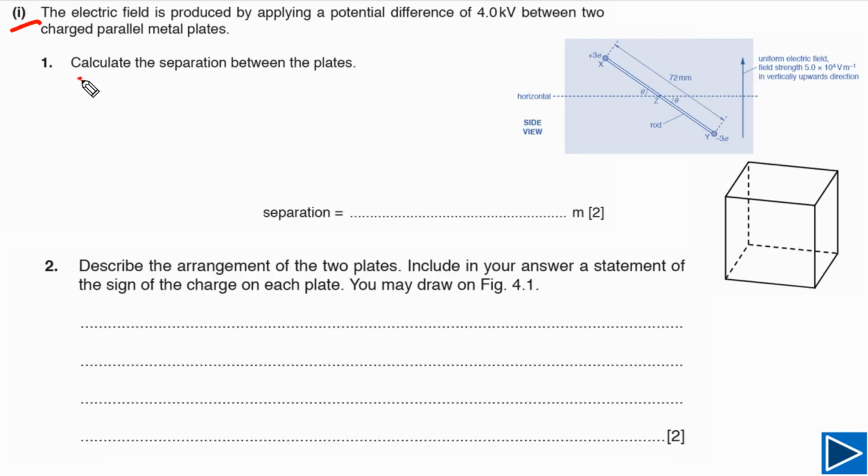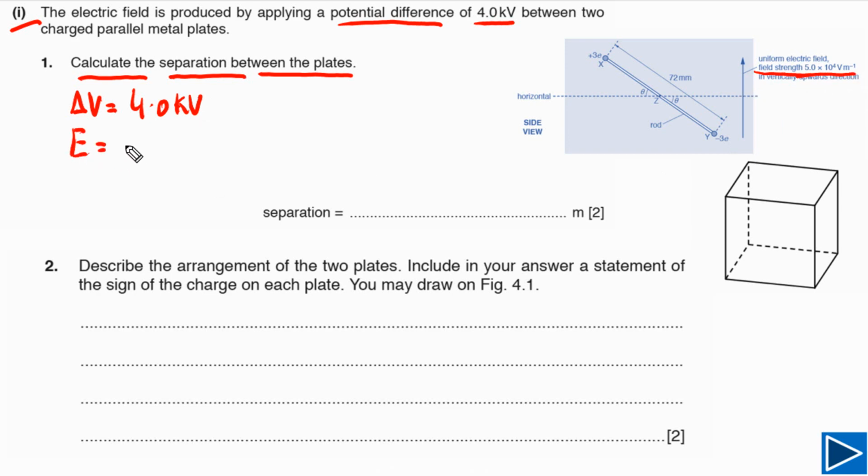For part B1, we simply need to calculate the separation between the plates, and the potential difference between the plates is given, that is equal to 4.0 kilovolts. So simply we can write down delta V is given, that is 4.0 kilovolts. And the magnitude of E is also given. We can simply write down this is 5.0 times 10 to 4 volts per meter.